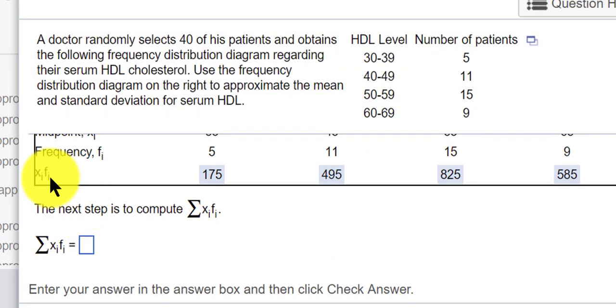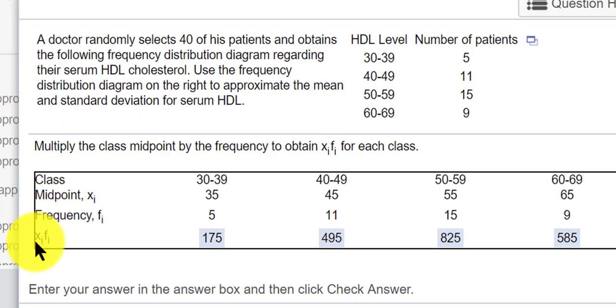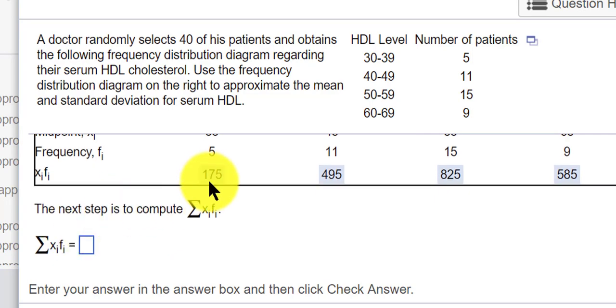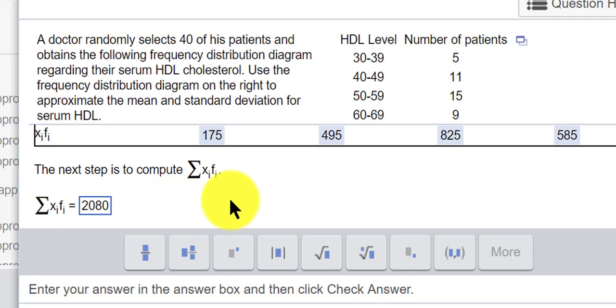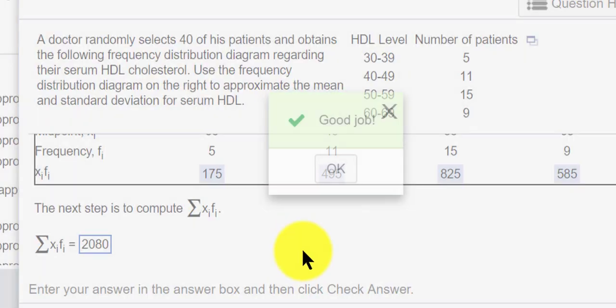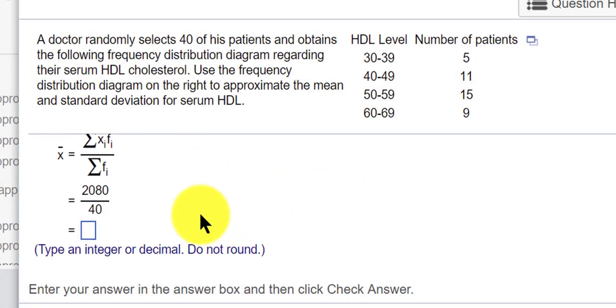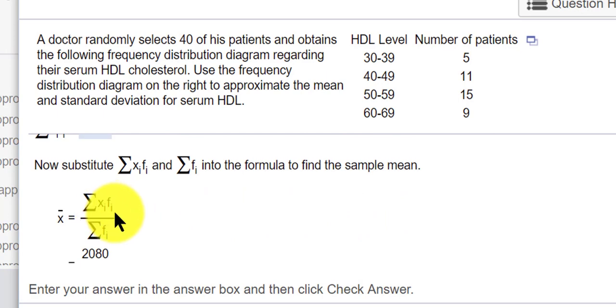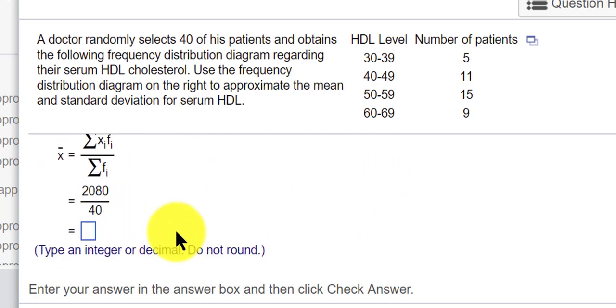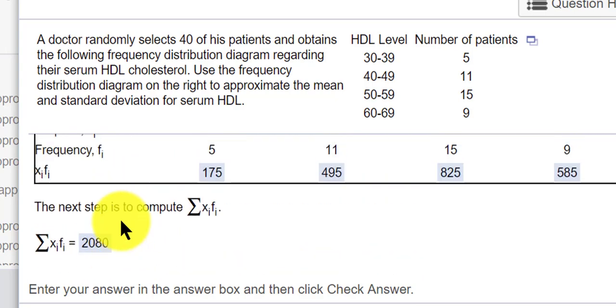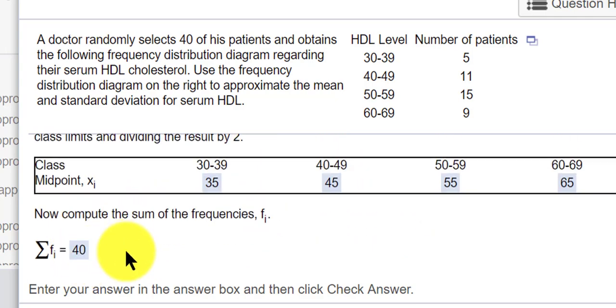So now we have the midpoint times the frequencies. The sum of that would be all of these numbers added together. So if I add all 4 numbers together, I end up with 2080. I check answer. So far, we're still looking good. And then the calculation was the sum of the midpoint times the frequency divided by the sum of the frequency. So that's the 2080 divided by 40. Right? Remember, the 40 came from here.